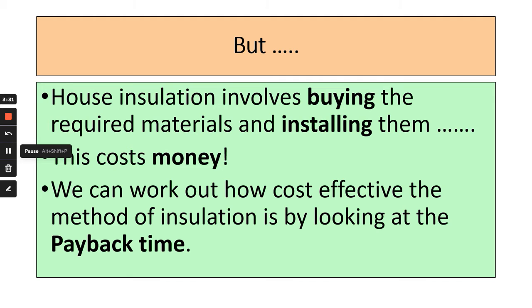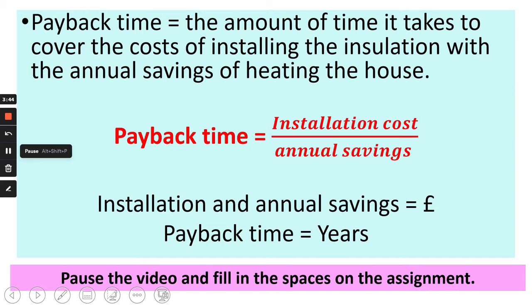However, house insulation involves buying the required materials and installing them. This costs money. We can work out how cost effective the method of insulation is by looking at the payback time. Payback time is the amount of time it takes to cover the cost of installing the insulation with the annual savings of heating the house. So essentially, how quickly it takes for them to pay for themselves. So payback time equals insulation cost over annual savings. Insulation cost and annual savings are measured in pounds and payback time is in years. You now need to pause the video and fill in the spaces on the assignment.